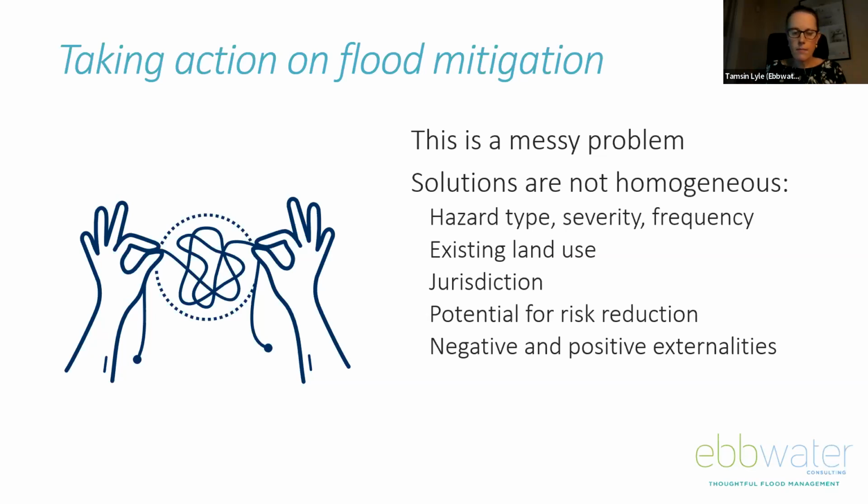The type of flood is important in those decisions. The land use that's already in play is important. Jurisdiction's important. First Nation rights and title are important. And also the capacity of a mitigation solution to actually reduce your risk is important, as well as recognizing that whatever you do will have impacts 365 days a year. You need to consider all of those, what we call externalities or co-benefits.